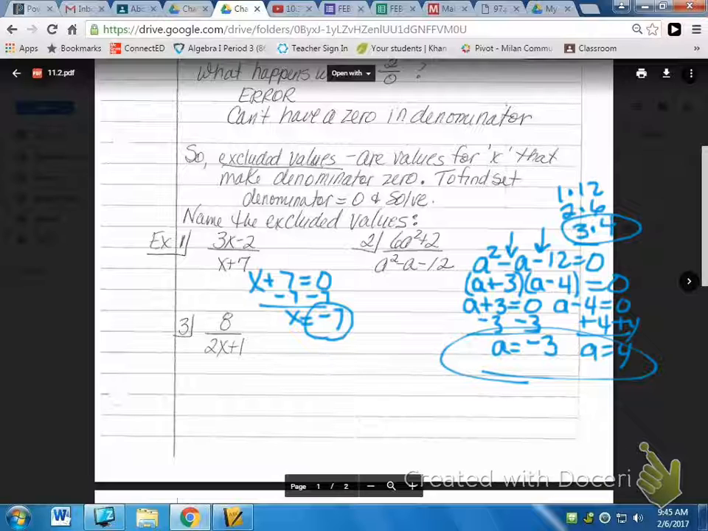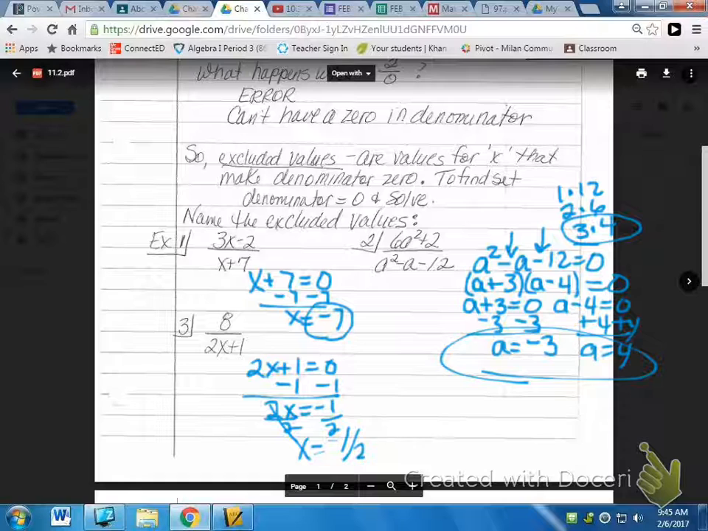Okay, anybody else? All right, 8 over 2x plus 1. So 2x plus 1 equals 0. Subtract 1, 2x is negative 1, and then divide by 2. So x is negative 1/2. Questions about that one? All right, let's go on then.